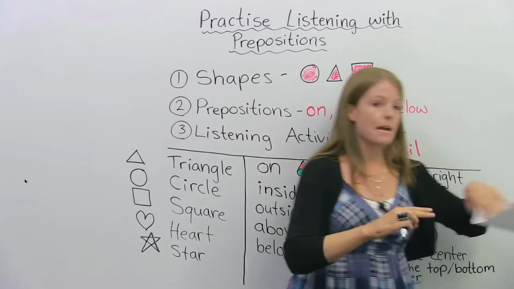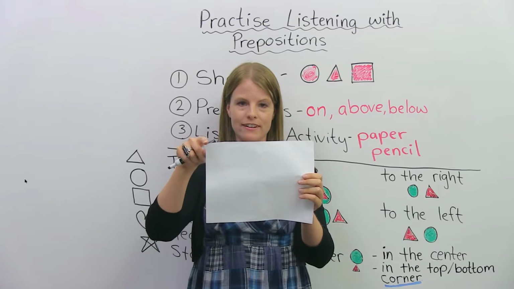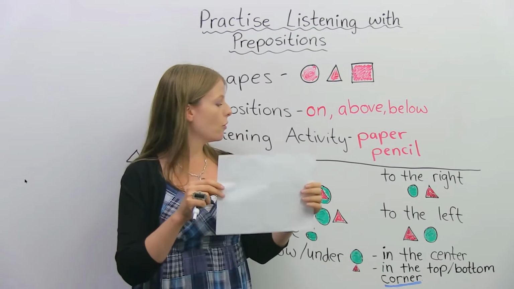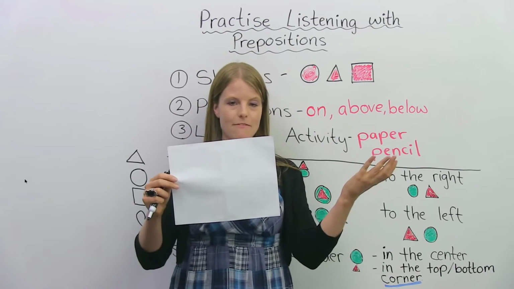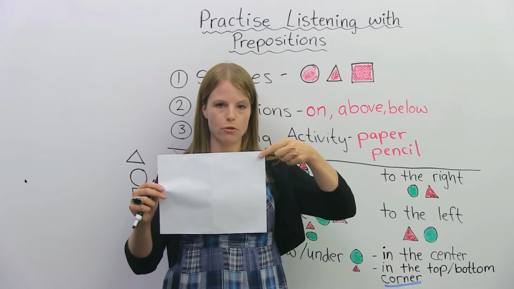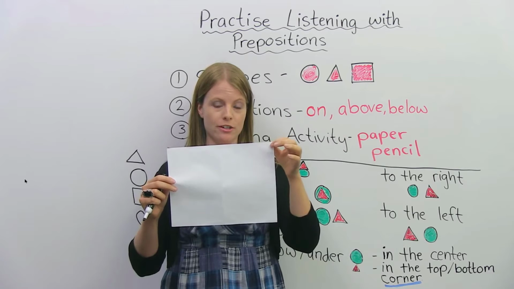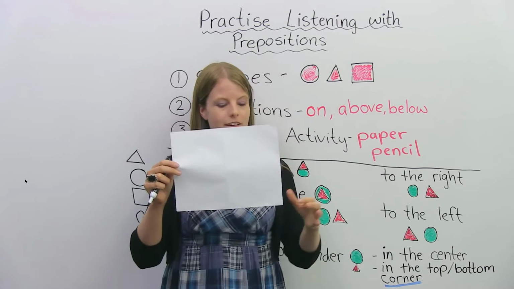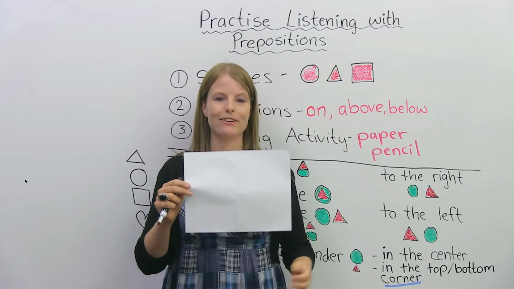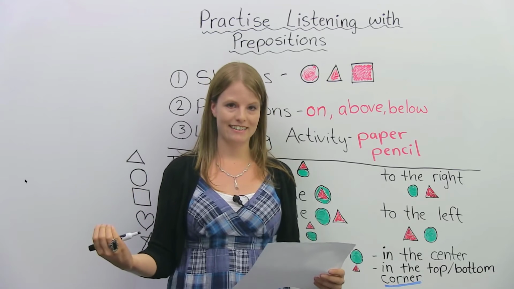If I'm looking at my piece of paper from earlier, we have a corner here, a corner here, a corner here, and a corner here. So if I ask you to draw something, I might tell you to draw something in the top corner, which might be here. Maybe I'll say the top right corner, the top left corner, the bottom right corner, and the bottom left corner. Okay, so these are the expressions we will be using in today's listening activity.